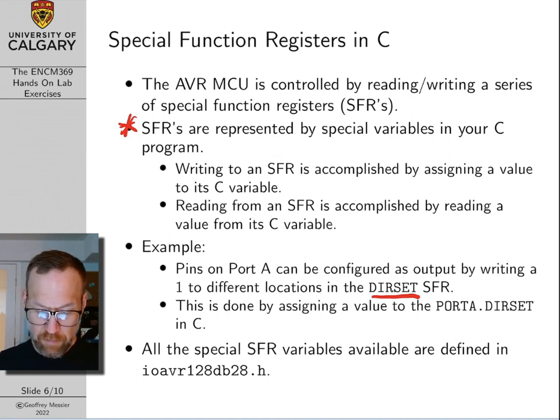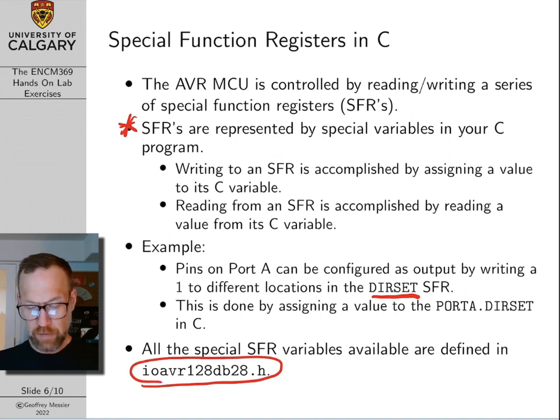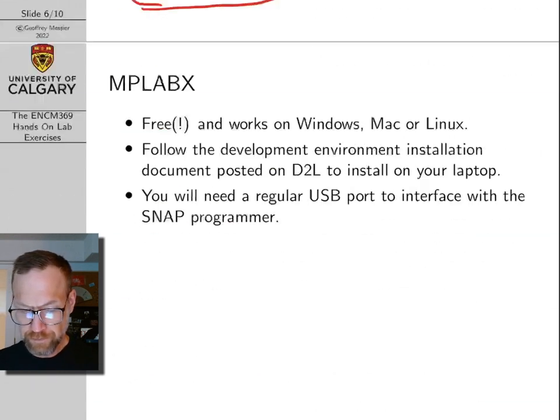If you want to see a listing of all the special function register variables you have available to you, I've posted the IO AVR 128DB28.h include file on D2L. You do not have to specifically include this in any of your programs. This is done automatically inside the development environment. It's just useful to have access to this file because then you can do a lookup for all the special variable names that match these function registers. And like I said, I'm going to work through an example here in a minute, and this is going to make a lot more sense.